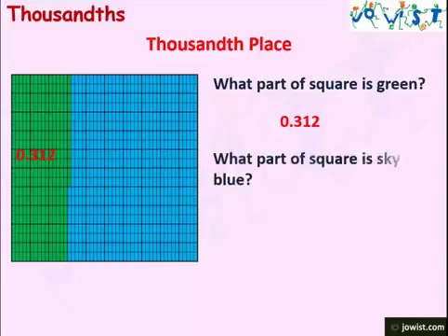Now tell me one more thing. What part of square is shaded blue? 688 rectangles are sky blue, which means 688 upon 1000 rectangles are sky blue. It is equal to 0.688. 0.688 part of square is shaded blue.